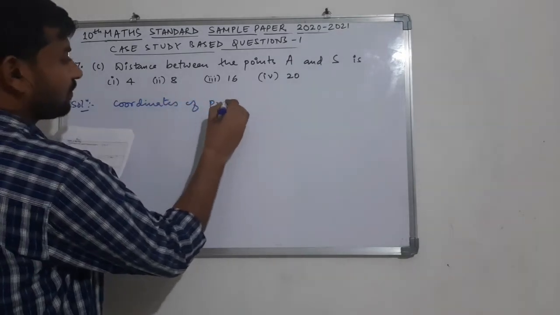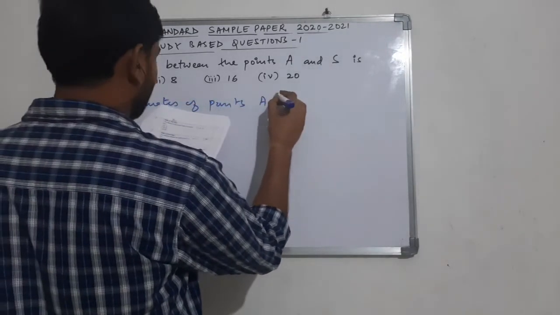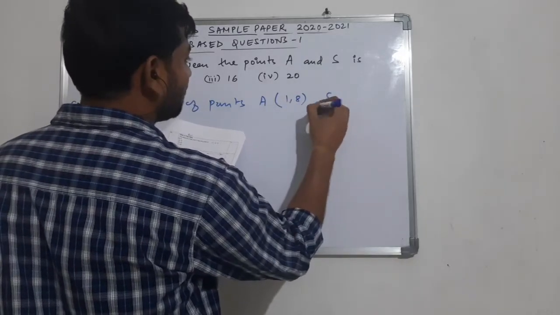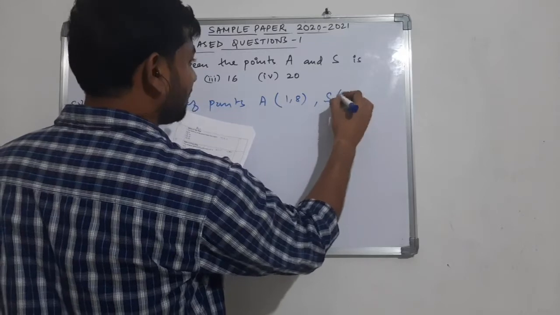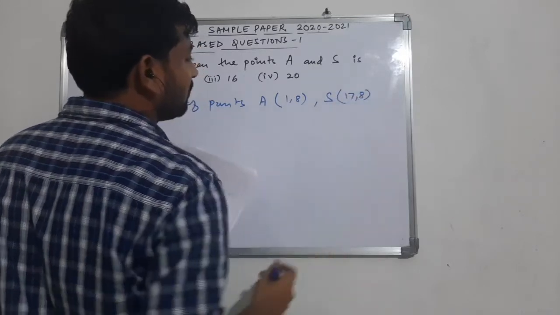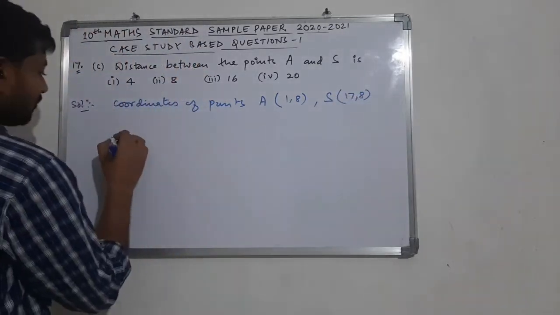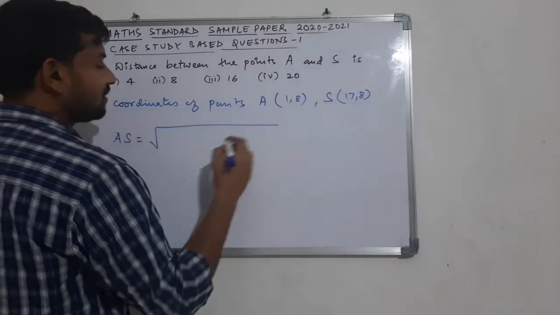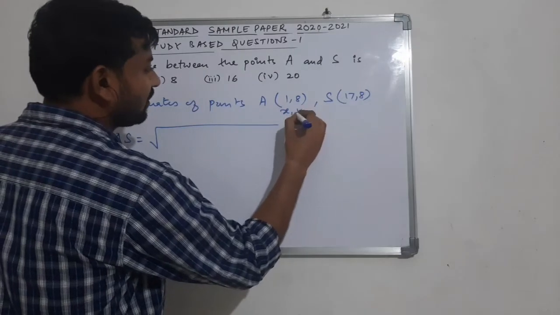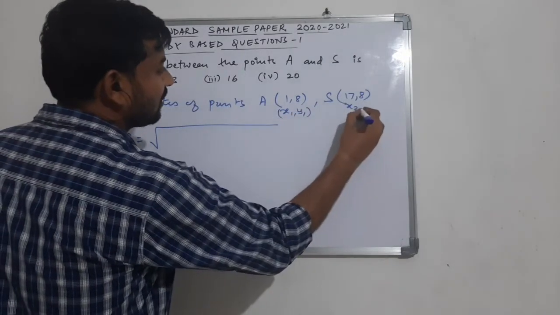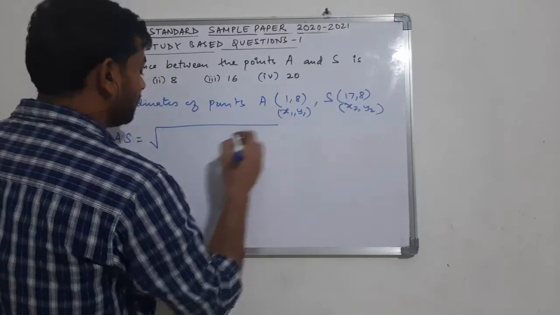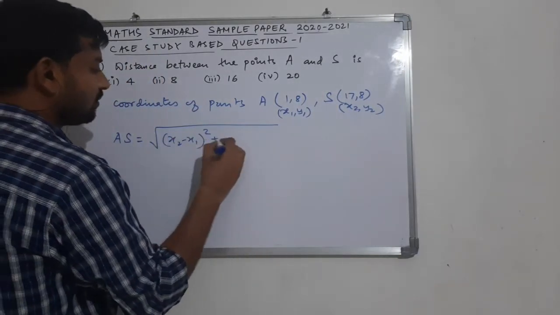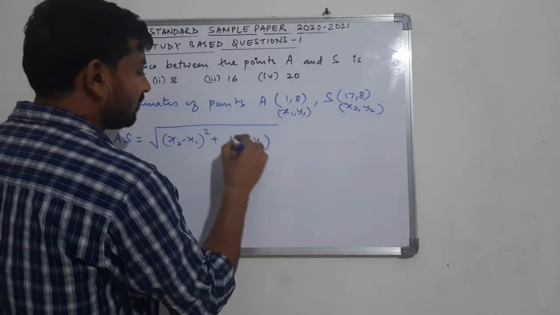Coordinates of points A are 1, 8, and similarly the coordinates of point S are 17, 8. So if we apply the distance formula here, the distance AS will be nothing but, if we consider this as x1, y1 and this as x2, y2. The distance formula is square root of x2 minus x1 whole square plus y2 minus y1 whole square.